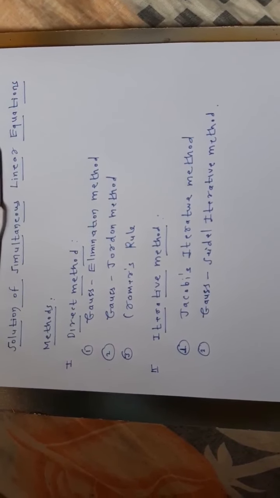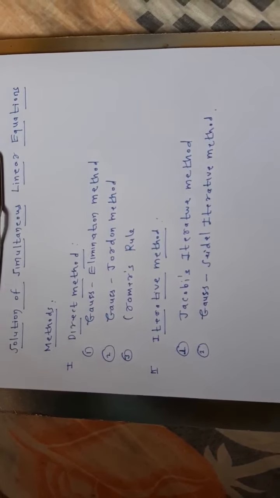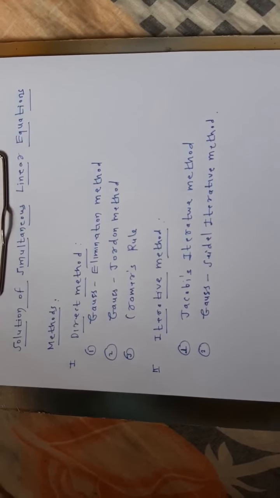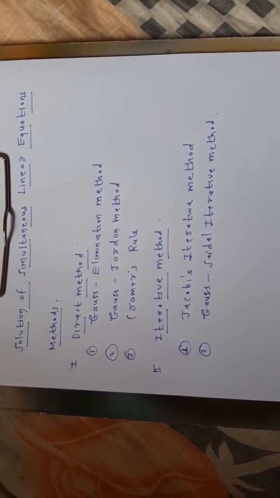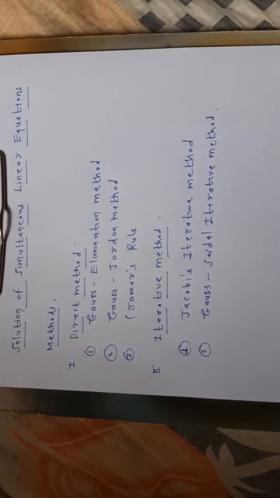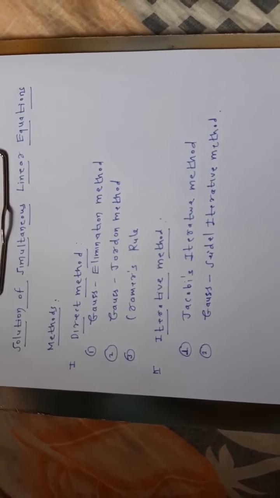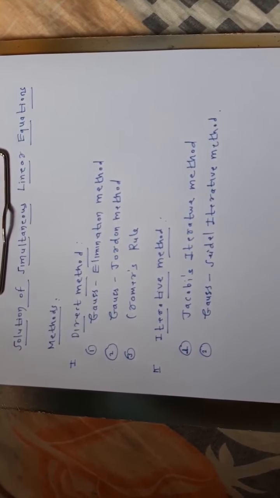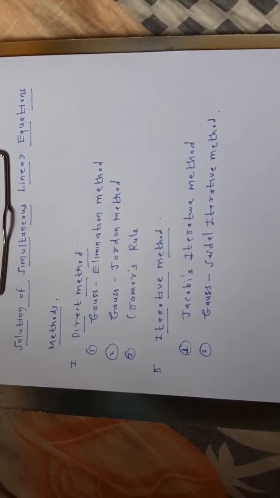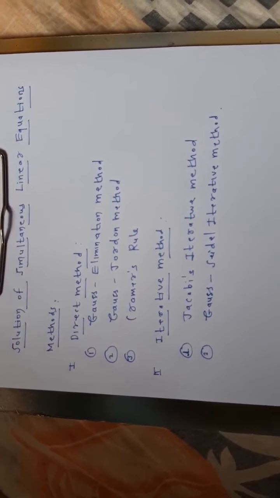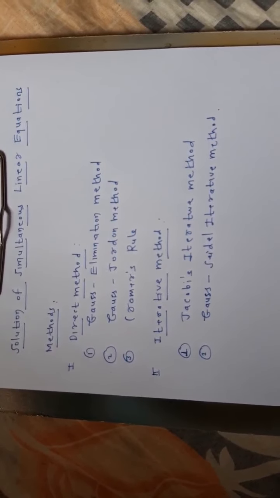Hello friends, today in this video I am going to discuss how to find the solution of simultaneous linear equations. There are two different methods. First one is the direct method, second one is the iterative method. Direct method means here we are going to get the exact values of the linear equations, and iterative method means there we are going to get approximate values.